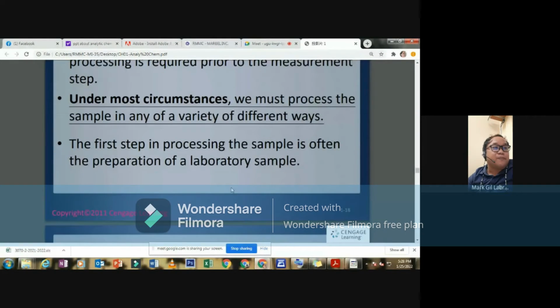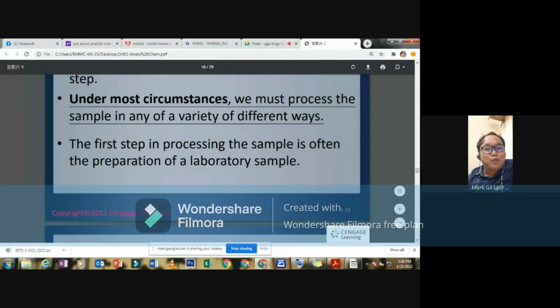Okay? And the first step in processing the sample is often the preparation of a laboratory sample. Na tama naman. So, balikan natin yung example natin na magsasaing ka ng bigas. So, dapat you should have the preparatory step, no? Ano ba ang preparatory kung magsaing? Linisin ang mga kaldero, okay? Ano pa? I-prepare ang bigas, yung mga ganon. So that should be our first step, no?